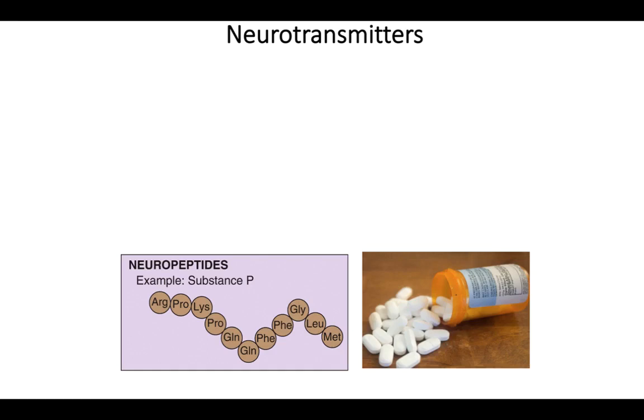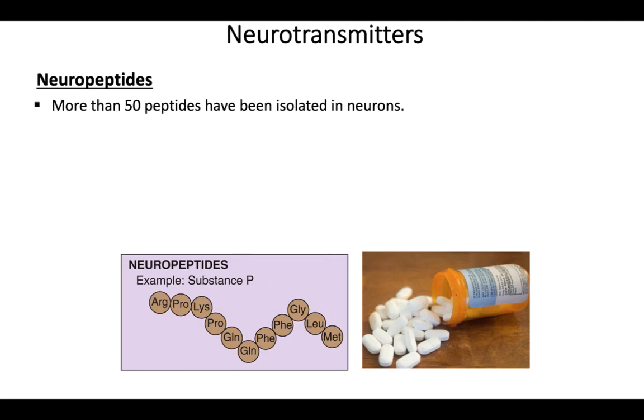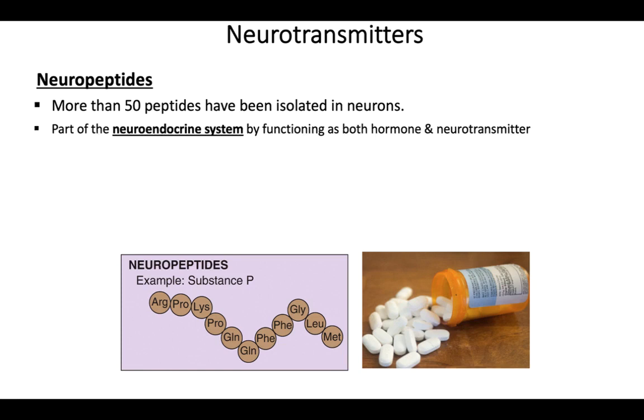All right, the last slide here. There are some neurotransmitters that are neuropeptides. So they're smaller little proteins that neurons use. They often function as hormones as well. So they can function as a hormone or they can function as a neurotransmitter. Very interesting is substance P.